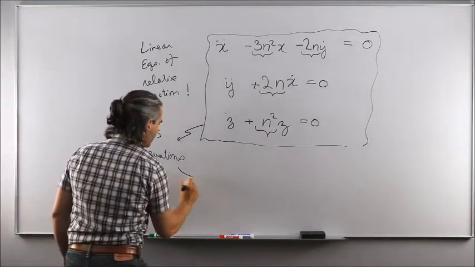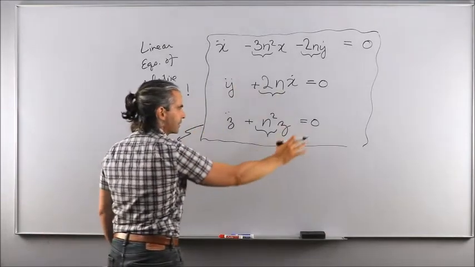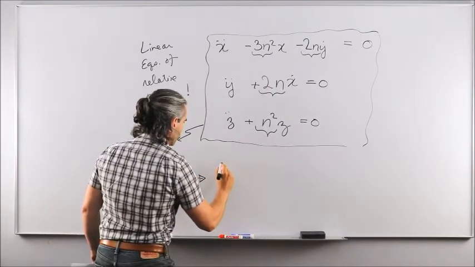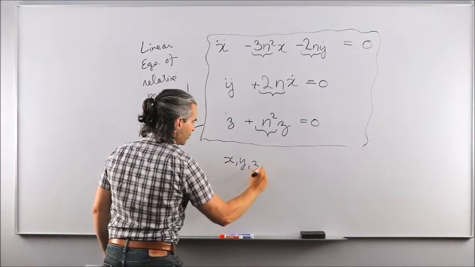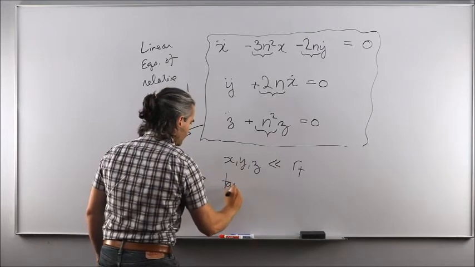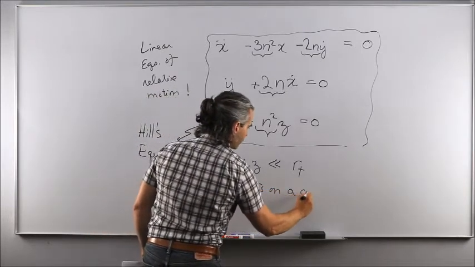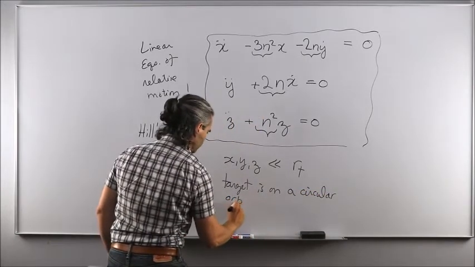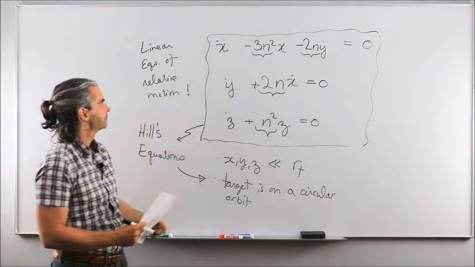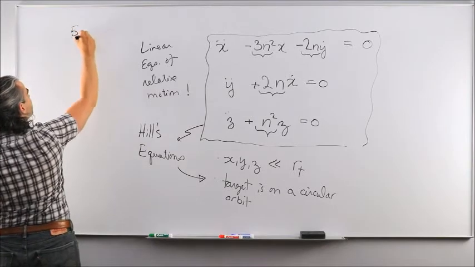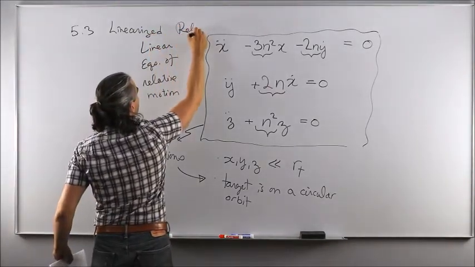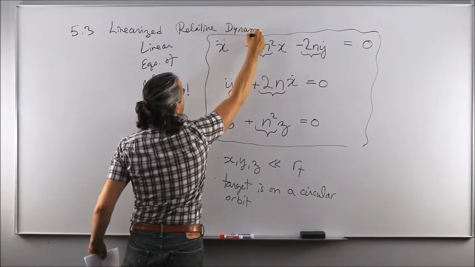Always keep in mind that whenever you use Hill's equations to model dynamics of a chaser spacecraft with respect to a target spacecraft, it implies that the separation between both spacecraft was much smaller than the distance between the target and the primary body, and that the target is on a circular orbit. Those two assumptions are underlying to these three differential equations of motion. Good. So that was section 5.3, which was about the linearized relative dynamics.